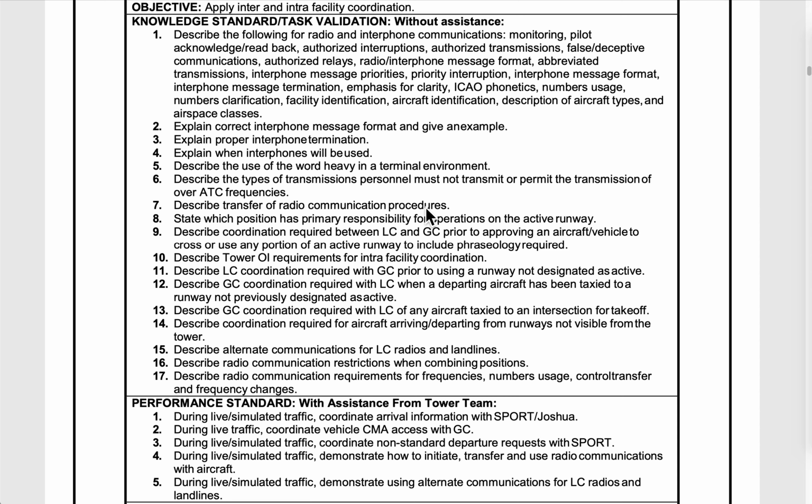Describe when local control coordination is required with ground control prior to using a runway not designated as an active runway. Again, Ramp 2 is a good example of this. Whenever we're having an aircraft land on Ramp 2, we need to coordinate with ground control. Describe when coordination is required between local control and ground control when departing an aircraft. When a departing aircraft has been taxied to a runway not previously designated as active. That's if ground's going to be launching somebody from Ramp 2, or sending somebody from Ramp 2 to the lake bed or to runway 23 right at an intersection.